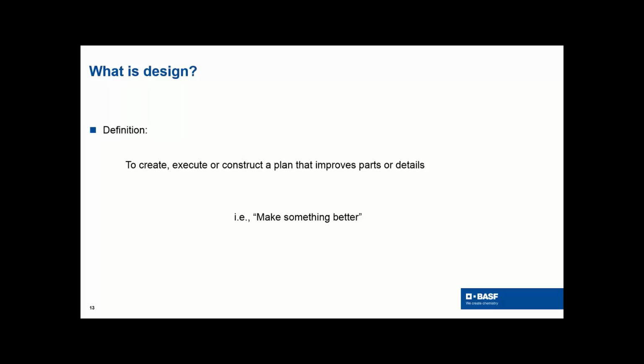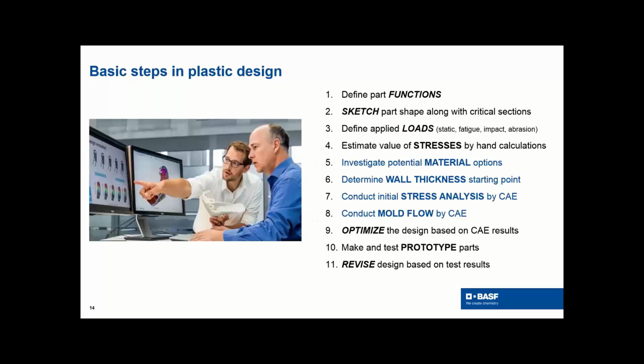Really, what is design? So we looked in the dictionary for this, and it's to create, execute, or construct a plan that improves parts or details. Basically, it's to make something better. And if you're designing a new part or assembly, that's really what you're trying to do. You're trying to make something better. So keeping that in mind, going through all the steps is important. So we'll go through these steps here. So basically, you want to define, what do you want this part to do?